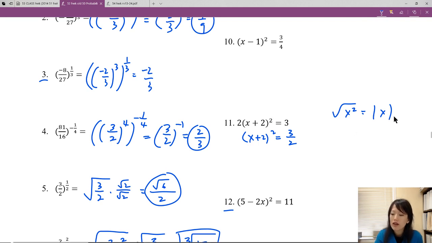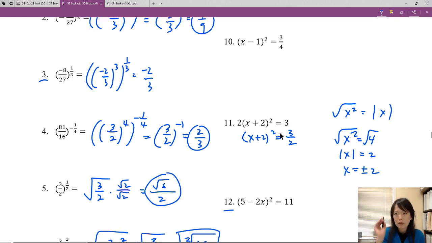So when you do the absolute value, you'll end up with, like, if I have x squared equals to 4, you'll technically get when you root it, absolute value x equals to 2. That's why you get plus minus 2. Okay, so here you have a plus minus as soon as you root it. So it's x plus 2 is plus minus the root of this thing. And then you have to rationalize.